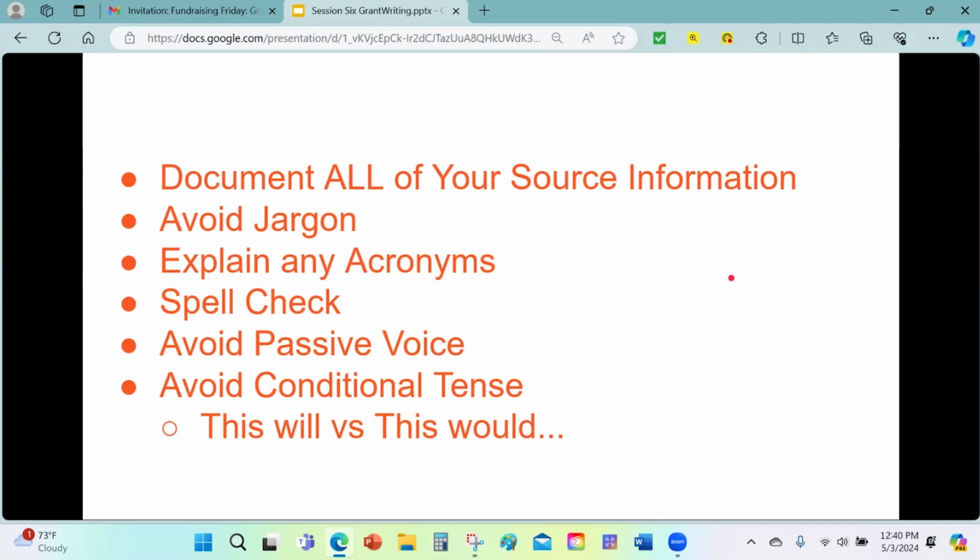And my other writing tip is we want to avoid the conditional tense. We don't want to say this would do this, this could do that, this might do that. You want to go straight to what will happen, right? We do this, this will happen on this date. We want to stay with that will language, avoiding the conditional tense. That just adds a little bit more subtle power to your application.